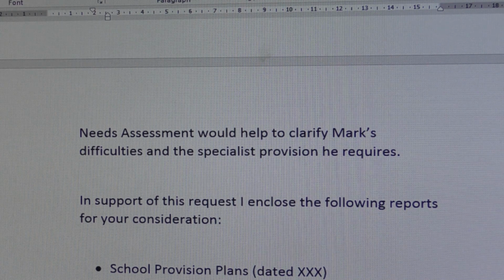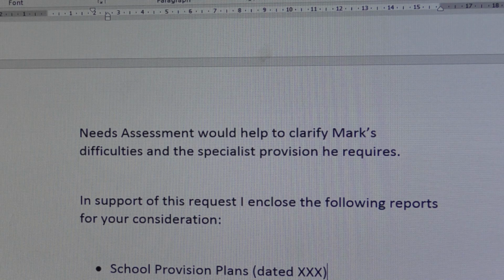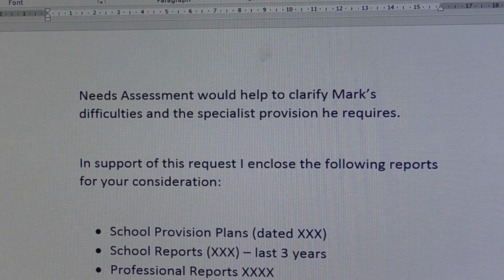So you put in whatever is the equivalent. So it could be an individual education plan. I'm used to seeing school provision plans. We have school reports, and we put the last 3 years. And then we have professional reports. List the professional reports. And that's it. The local authority then has got all the information that it needs. Job done.